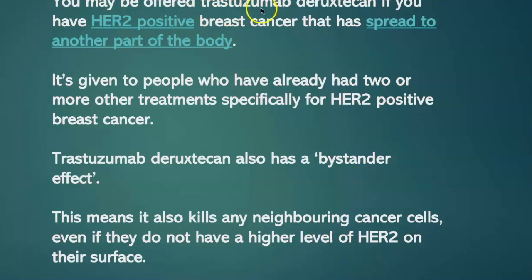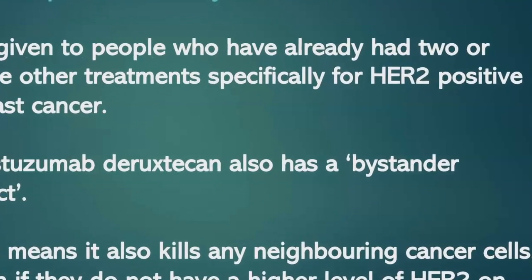So you may be offered trastuzumab deruxtecan if you have HER2 positive breast cancer that has spread. So this is typically used for cancers that have spread. It's a more powerful approach. And it's given to people who have already had 2 or more treatments for HER2 positive breast cancer. So it's called a second line approach. Also, what's important about this drug is it can have a bystander effect. It can help kill surrounding cells as the chemotherapy diffuses from the targeted cell to the surrounding tissue. So that can also be very important in treating the invasive tumor.